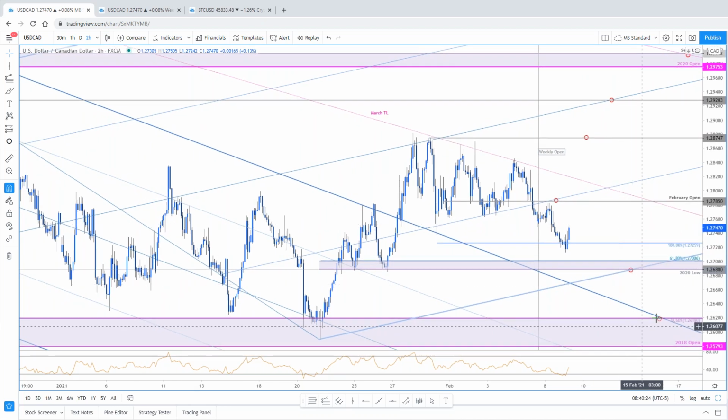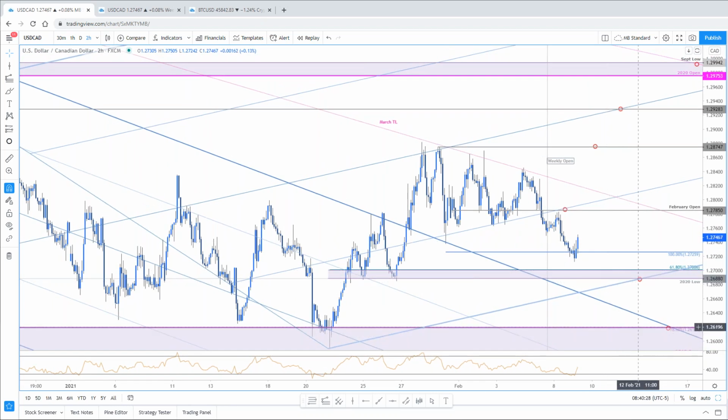If we get a 27.26.90 clip, might be looking for an exhaustion fade there. If we get through monthly open resistance, that's 27.85, guys, that would just be an objective break of the monthly opening of the weekly opening range highs, and that would objectively give us an upside bias.